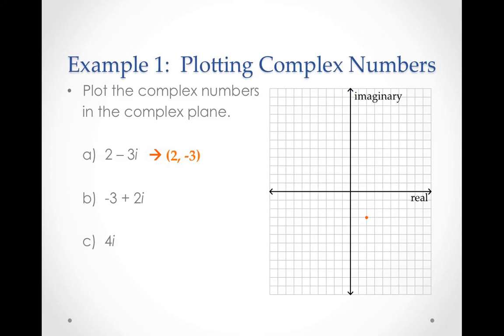Okay, in the next example I've got negative 3 plus 2i. So negative 3 is my real part, the positive 2 is my imaginary part. Notice we're not using the i, it's just the b. And so negative 3, positive 2 puts us over in the second quadrant. And then finally we have 4i. Since 4i only has an imaginary part, that would be a number that would stay on the imaginary axis and would have an ordered pair of 0, 4.